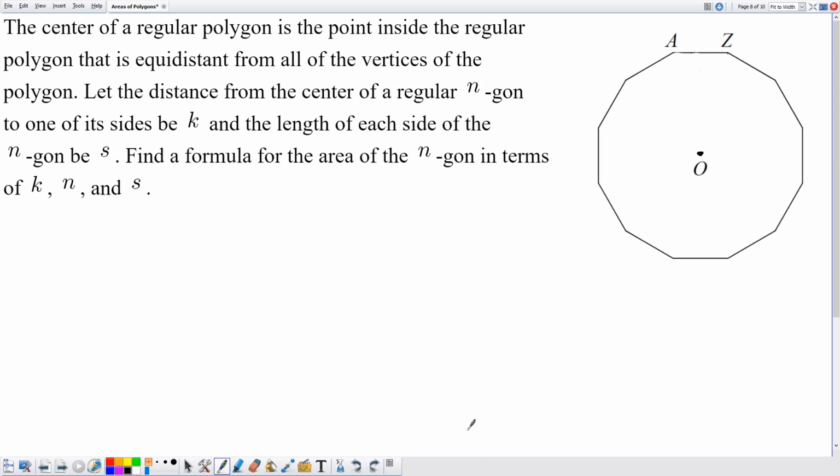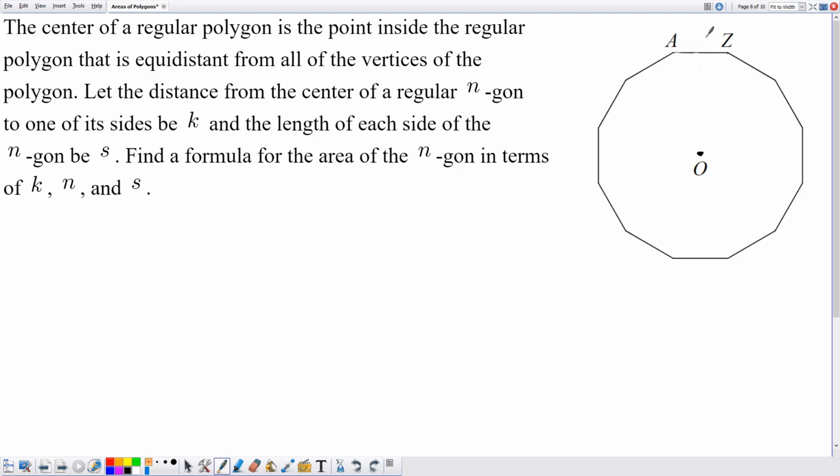Hello everyone. So, now we have reached probably the most complicated problem in today's lesson. It states that the center of a regular polygon is the point inside the regular polygon that is equidistant from all of the vertices of the polygon. Let the distance from the center to one of the sides be k, and the length of each side of our n-gon be s. Find a formula for the area of an n-gon in terms of k and s.